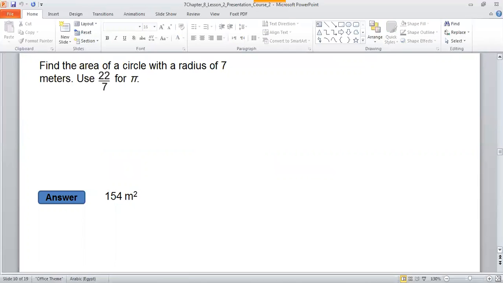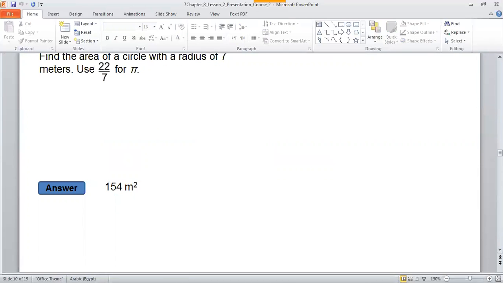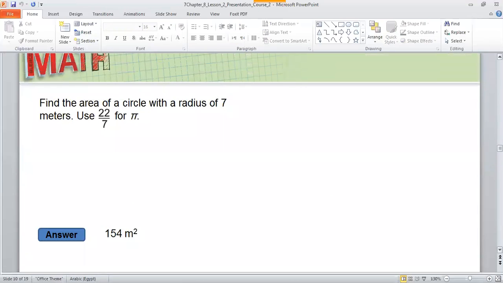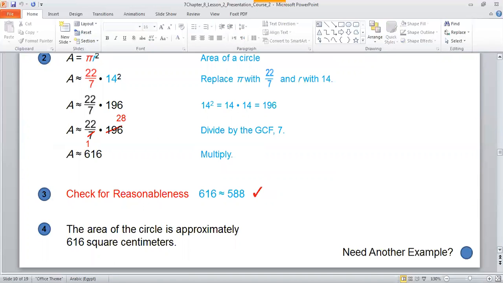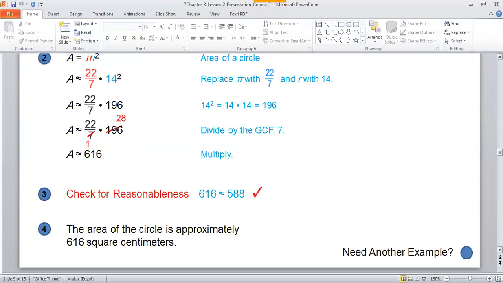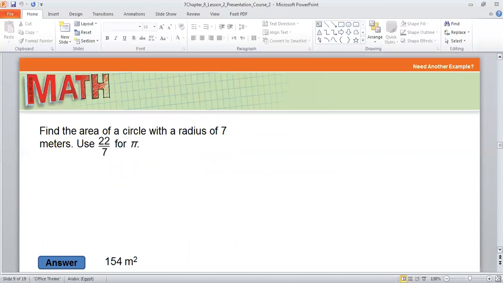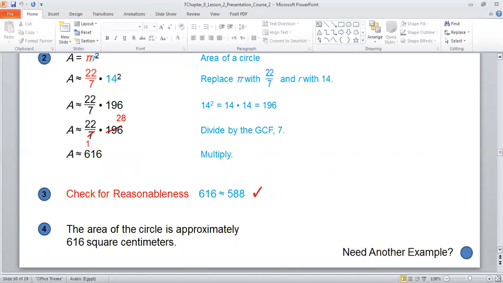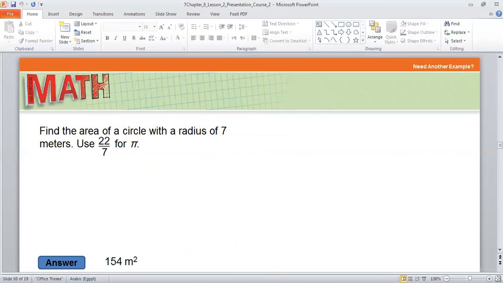Now I need you, Muhammad, to help me in this example, please. So look with me at this example, please. Okay, Muhammad, can you read the example for me? Don't look at the answer.